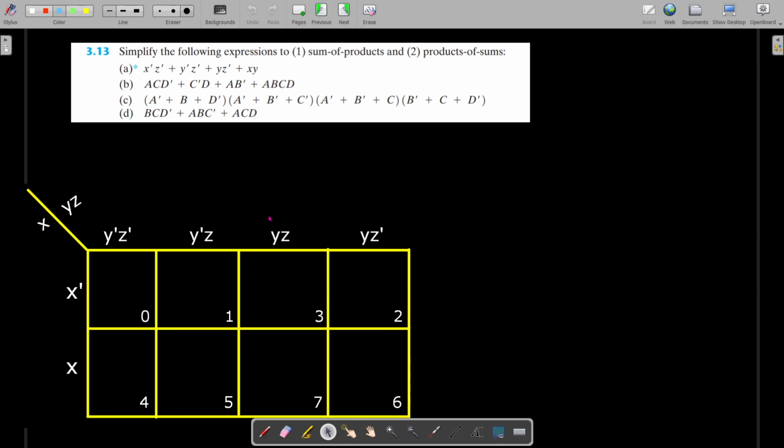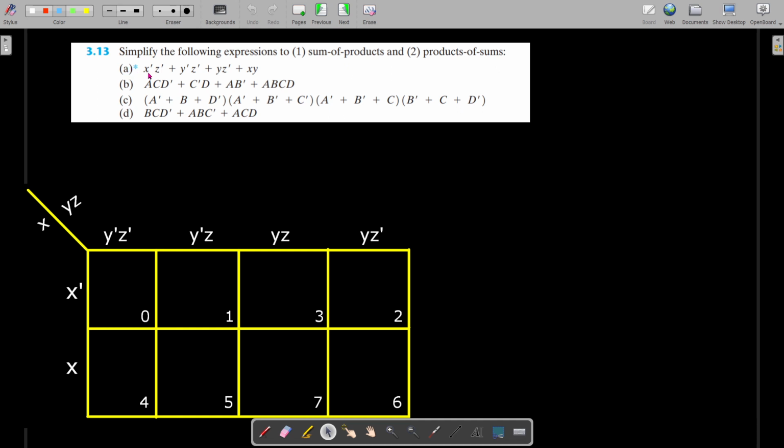Vanakkam. Now we are going to solve problem 3.13 from Digital Design by Morris Mano's 5th edition. The question is to simplify the following expressions to sum of products and product of sums. So we have to find the simplified expression in both formats, SOP and POS form. First let's get started with the first problem.